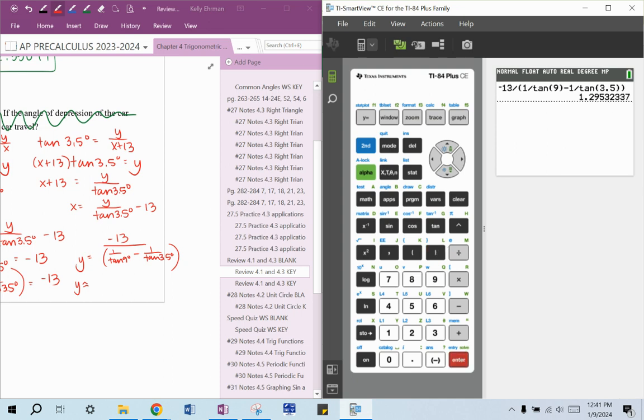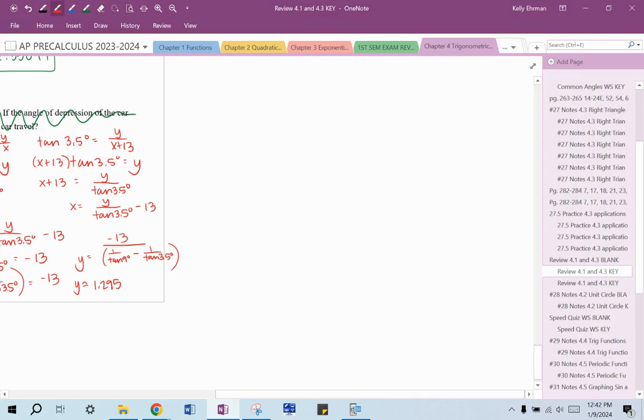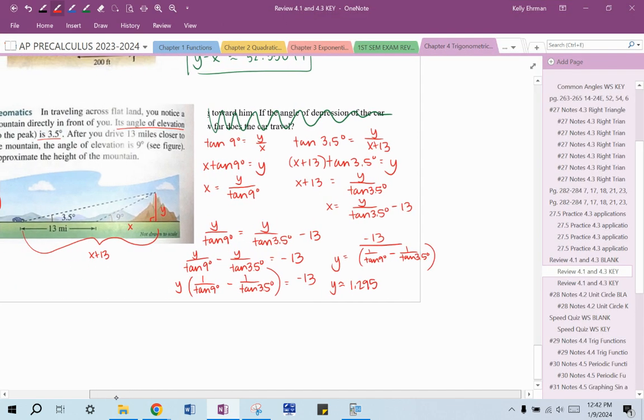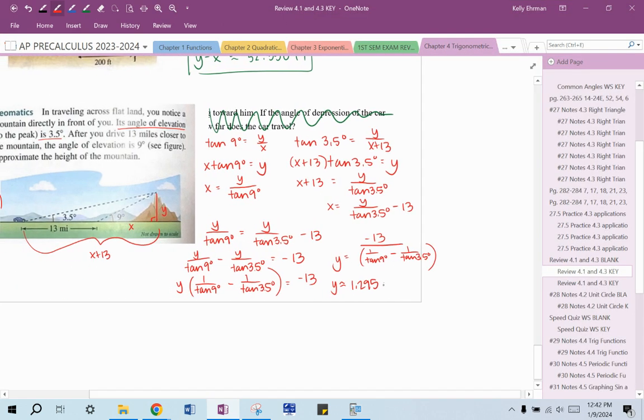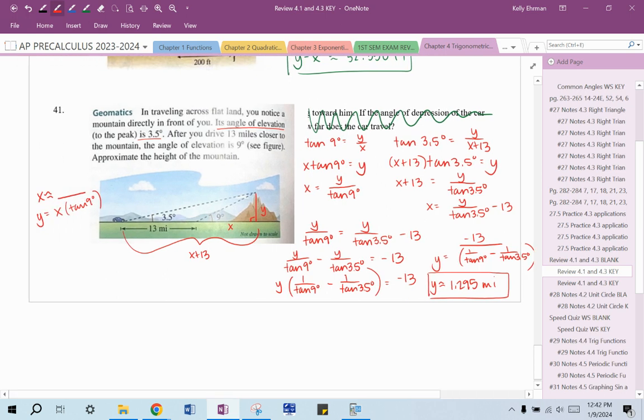And so this is my answer for y, 1.295. And let's look at what that's measured in. I believe it's miles. Yeah, this was 13 miles. So this one is miles, height of a mountain. I guess that makes sense. And again, like I said, if you would have found x, not 1.295, but if you find x, multiply that answer by tangent of 9, and you should get the exact same thing.